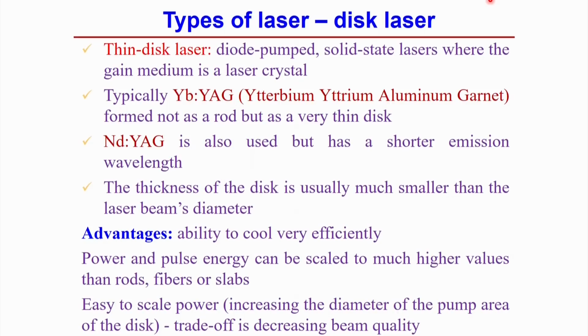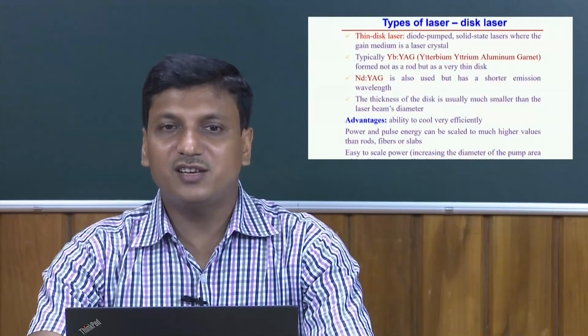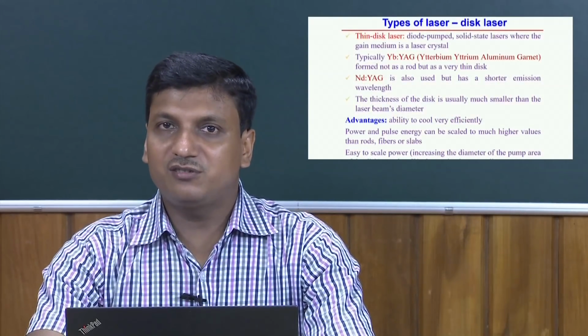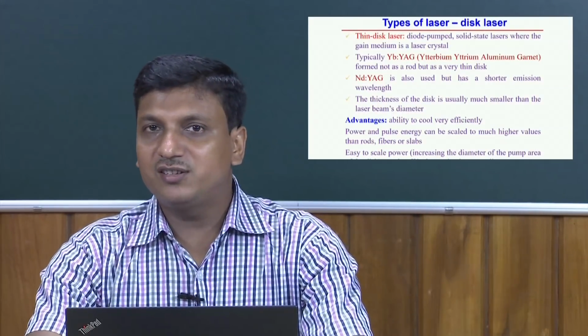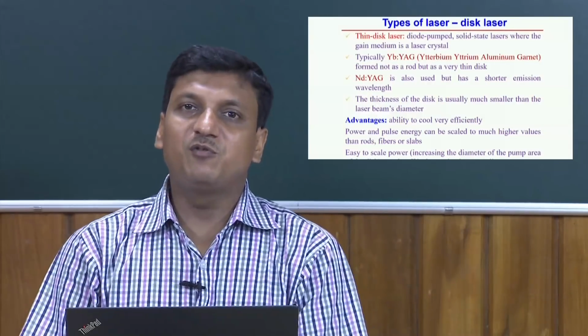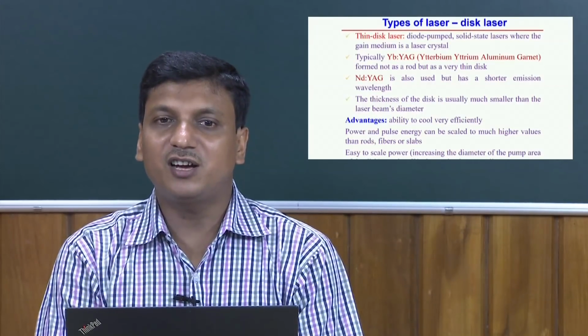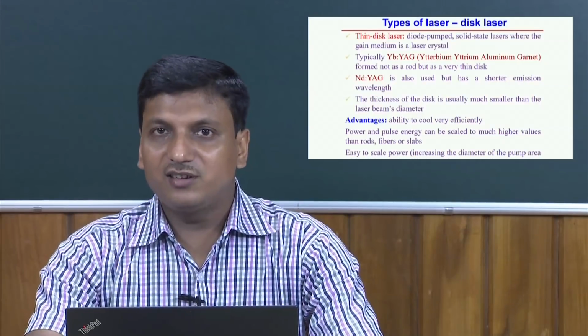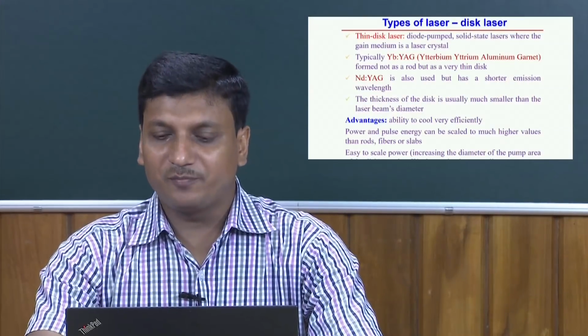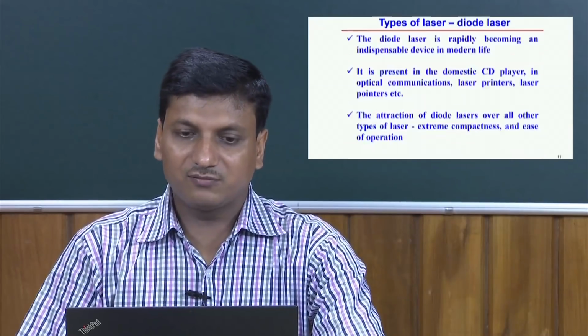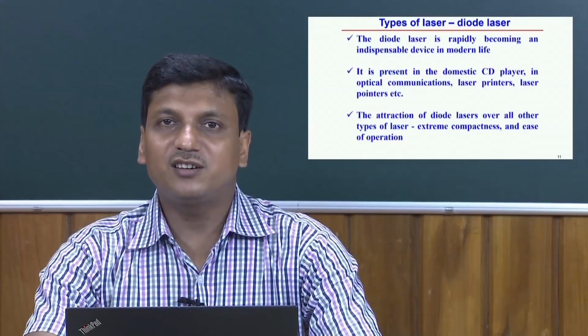So, this is the typical advantage of the disc laser, and of course it is easy to scale power, simply by increasing the diameter of the pump area of the disc. But in this case there is a trade off: if you try to scale up the power, there is a decrement of the beam quality. So, that kind of trade off is required, either increasing the pump area and decreasing the beam quality.